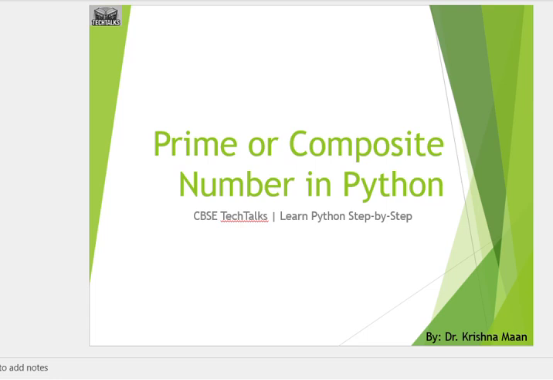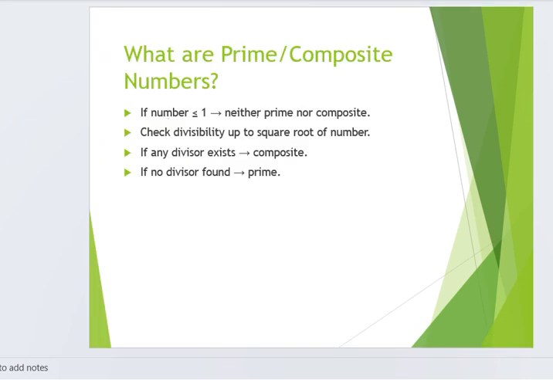In today's video, I will be explaining the logic for prime and composite numbers. We will enter a number and check whether it is prime or composite. But before proceeding to the logic, I would like to explain what exactly a prime number is and what composite numbers are. All the numbers having factors other than 1 and itself are composite numbers.